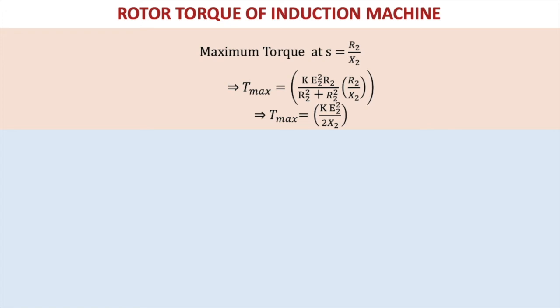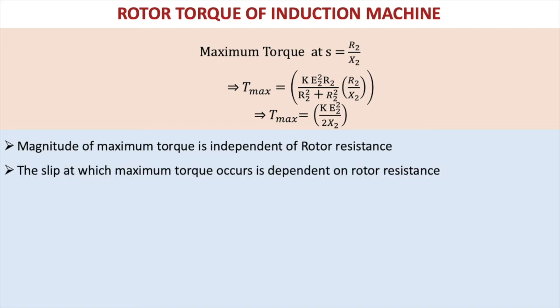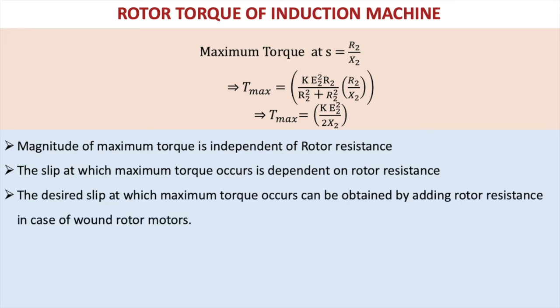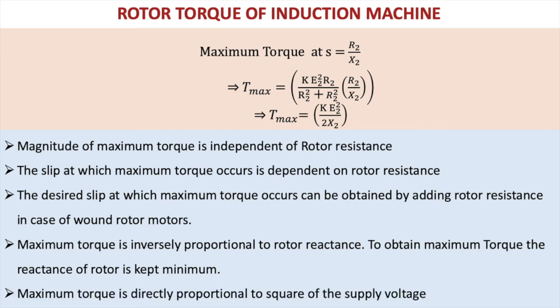Now with this equation we'll draw certain conclusions. We conclude that the magnitude of maximum torque is independent of the rotor resistance. The slip at which maximum torque occurs is dependent on the rotor resistance. The desired slip at which the maximum torque occurs can be obtained by adding rotor resistance in the case of wound rotor motors, and the maximum torque is inversely proportional to the rotor reactance. To obtain the maximum torque, the reactance of the rotor is kept to a minimum value, and the maximum torque is directly proportional to the square of the supply voltage.